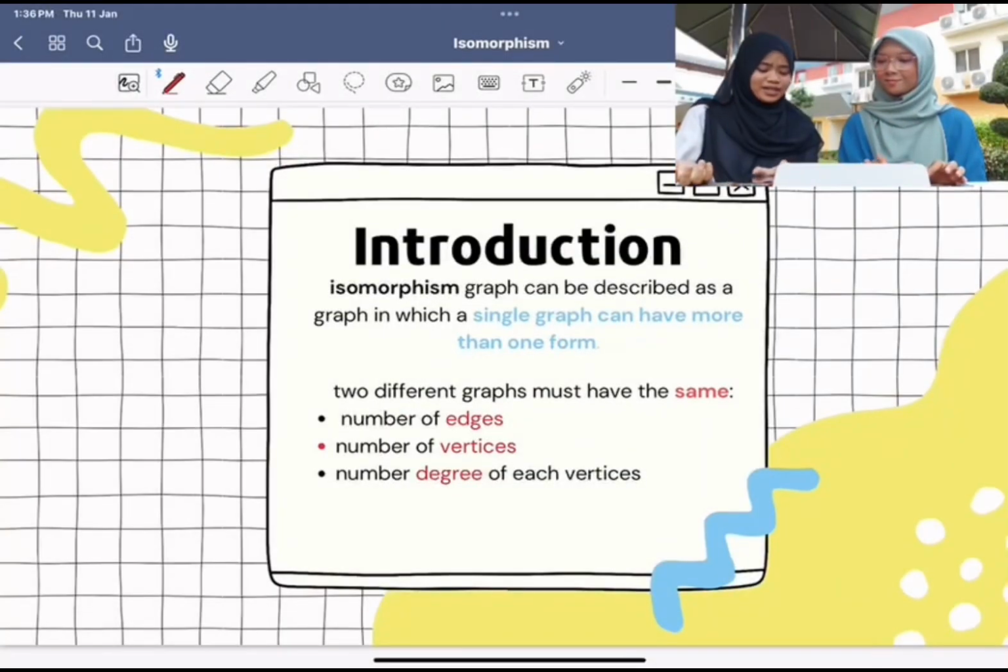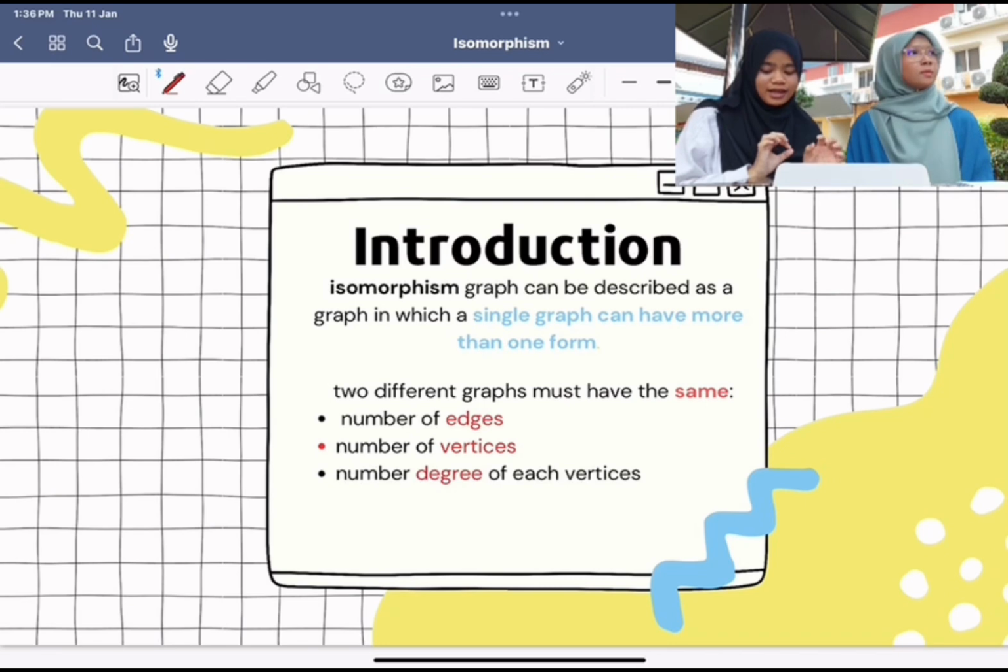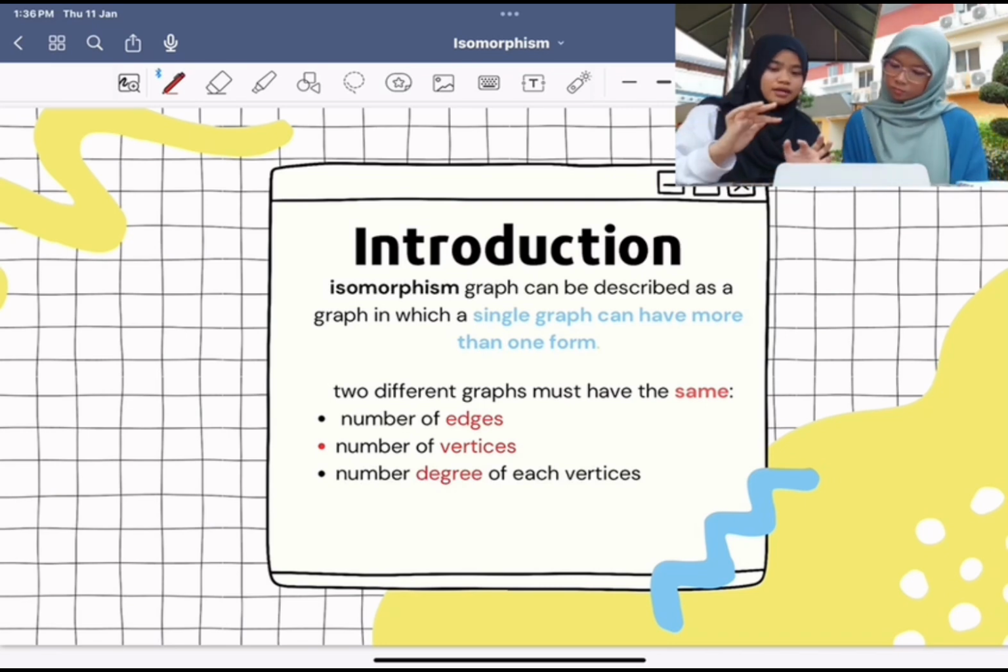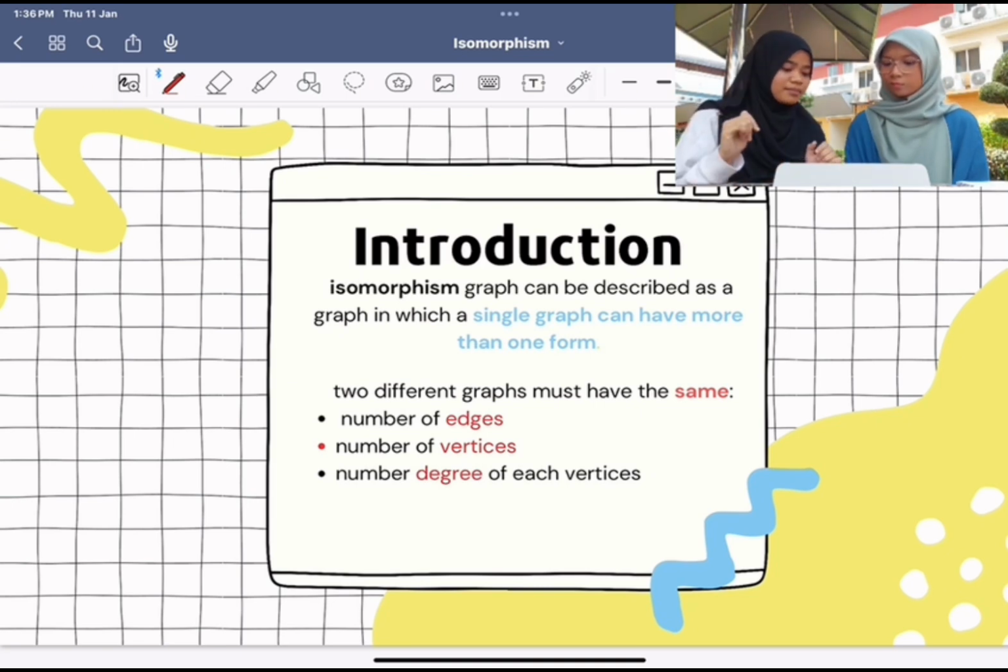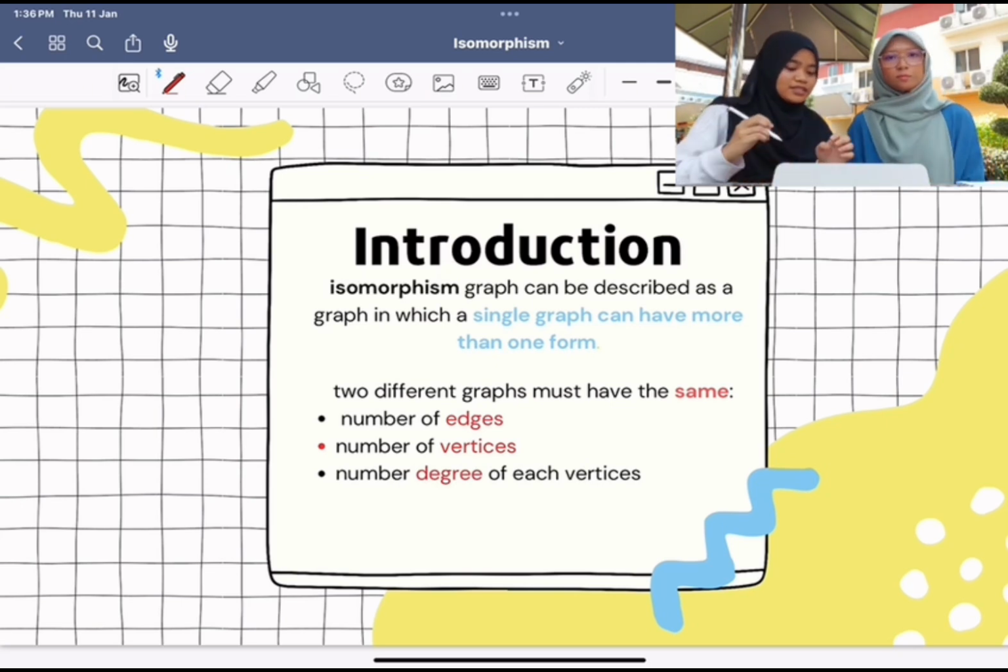So, what is isomorphism? Isomorphism is a graph that can be described as a single graph that can have more than one form. Two graphs that are not only similar but identical are known as isomorphic. In order for two graphs to be isomorphic, they must have the same number of edges, the same number of vertices, and the same degree of each vertex.